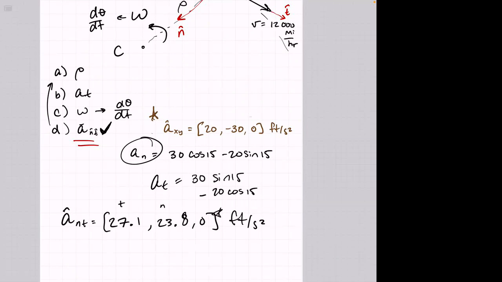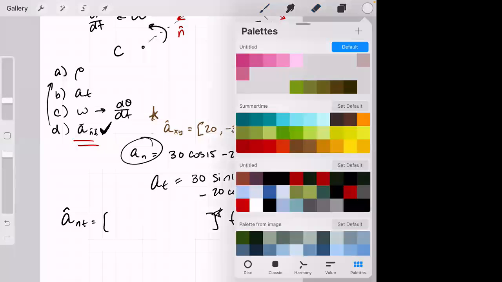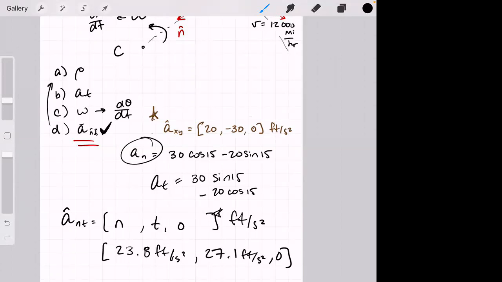I'm not sure which way I prefer. I think I'm going to use the order that the textbook uses, because I feel like that's most consistent. So they do normal, tangential, and then 0. Yep, so normal, tangential, 0. So that's 23.8 feet per second squared and 27.1 feet per second squared. That's the nice thing about XYZ, it's alphabetical order.